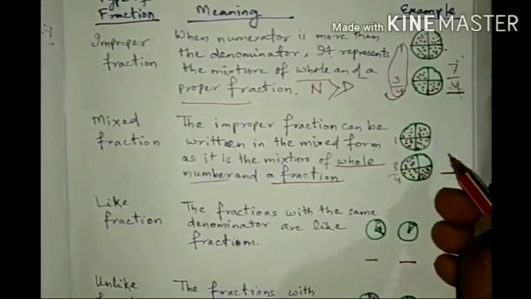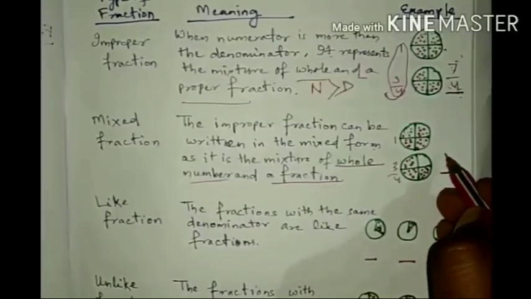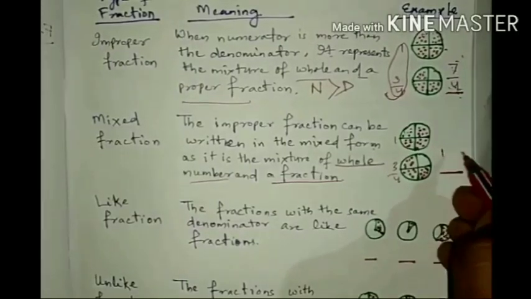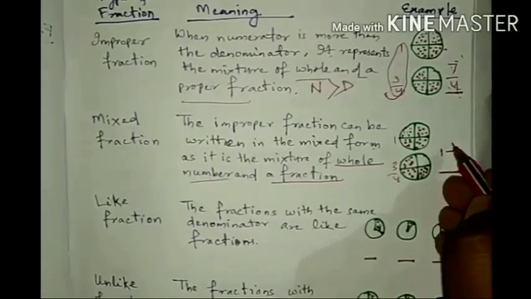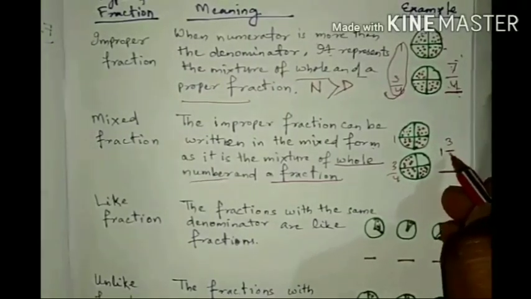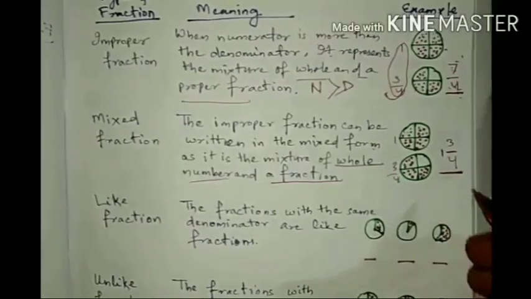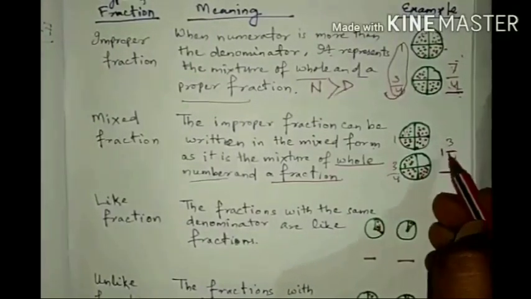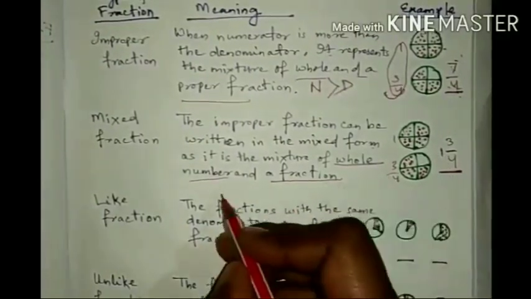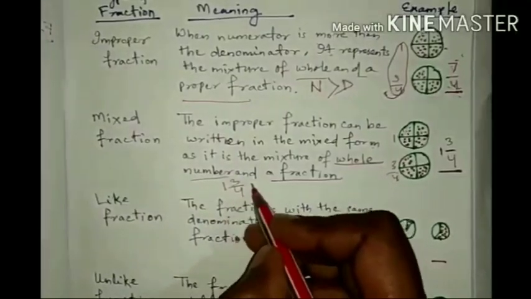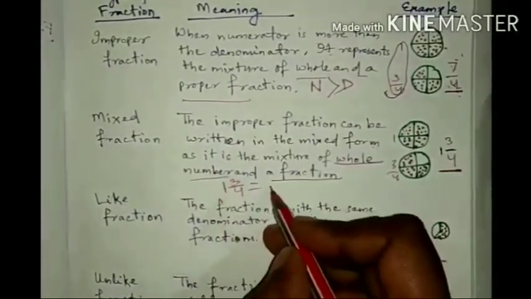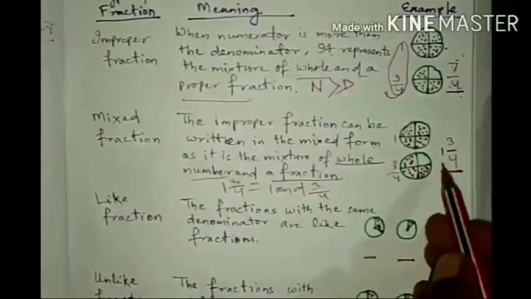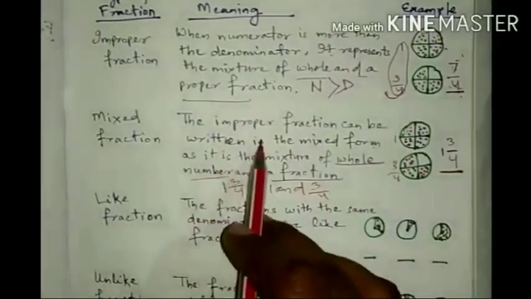We can write it as 1 and 3 by 4. So here one whole part is there and the other one is 3 by 4. So we can write it as 1 3 by 4. How will we read this one? 1 and 3 by 4. So this is what? Mixed fraction.